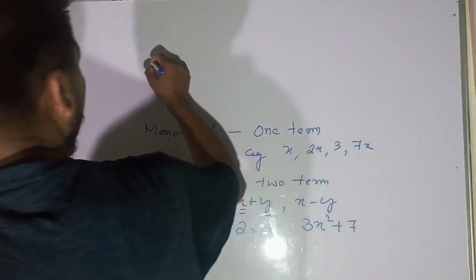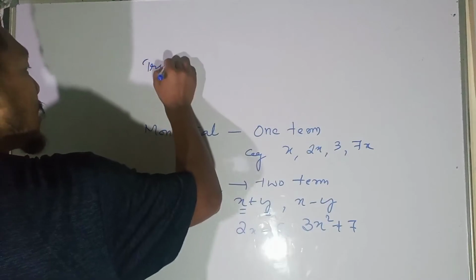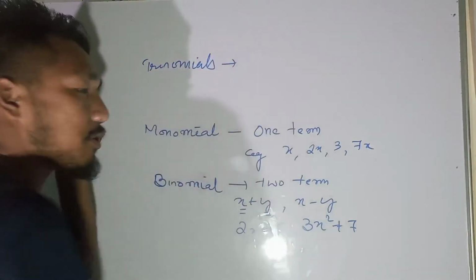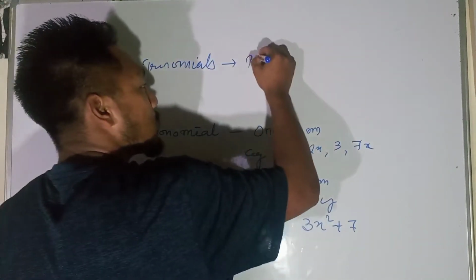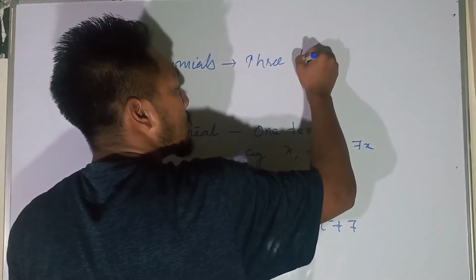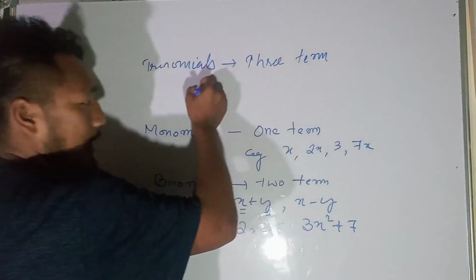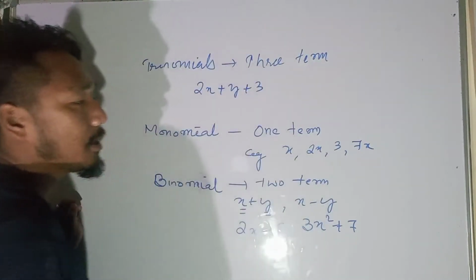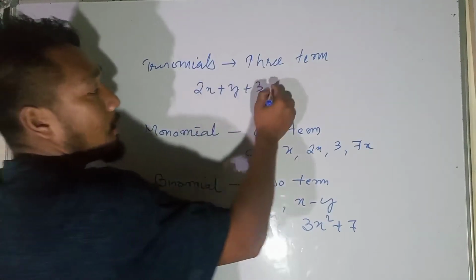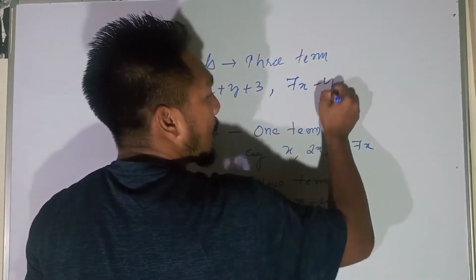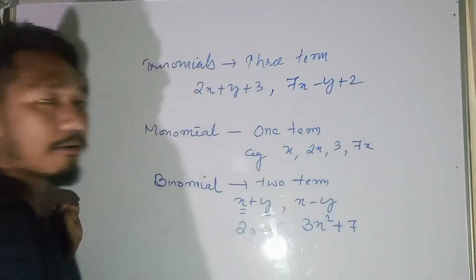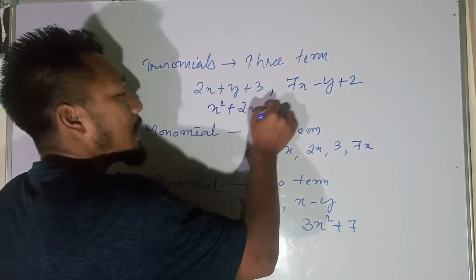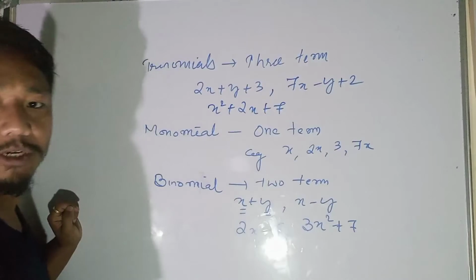And we also learned about the trinomial. What is trinomial? Trinomials are those which have three terms. For example, 2x plus y plus 3, we have three terms here. Or 7x minus y plus 2, we have three terms here. Or x cubed plus 2x plus 7, we have three terms here again, right?